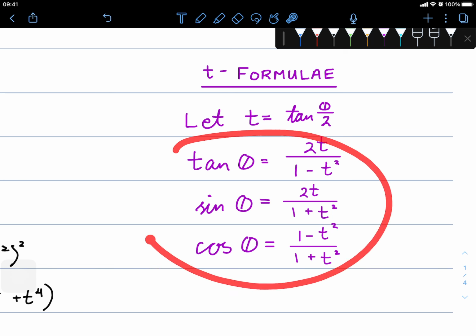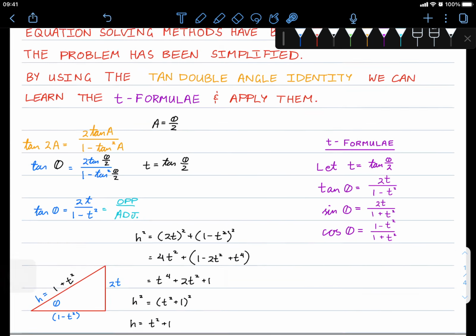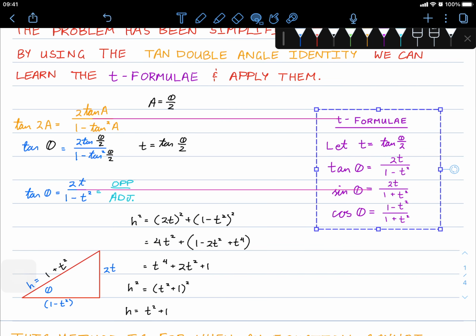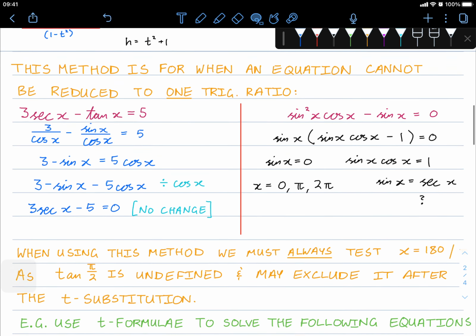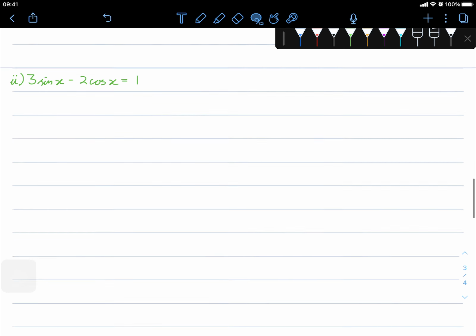By using these, it'll make our trig equations a little bit more simple as we move forward. So if you can start memorizing these, I'll demonstrate to you how we can apply them to these sorts of equations.